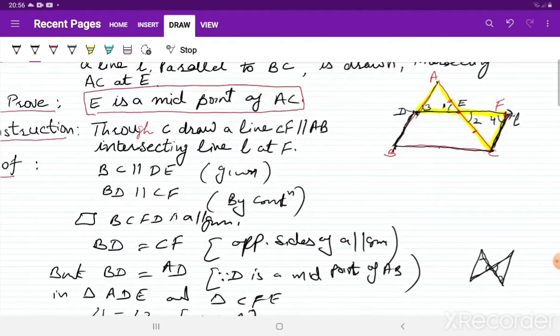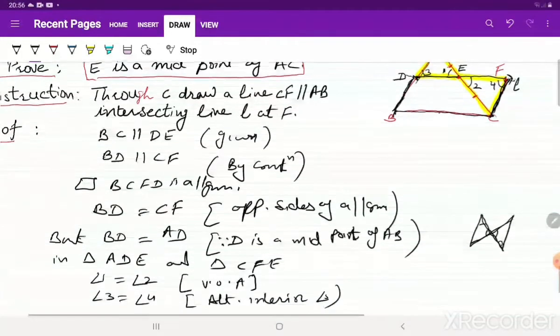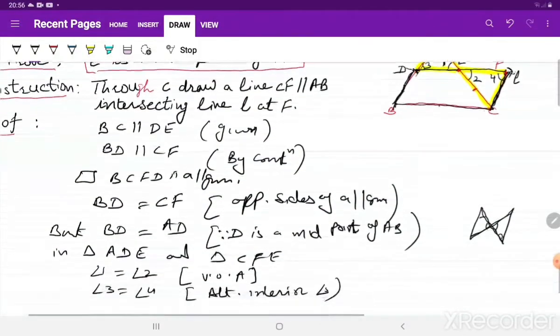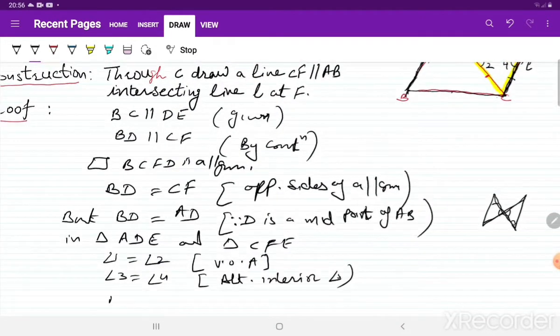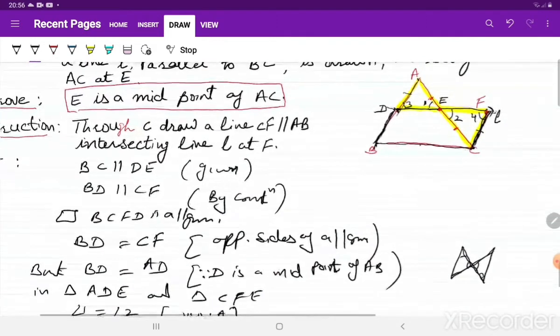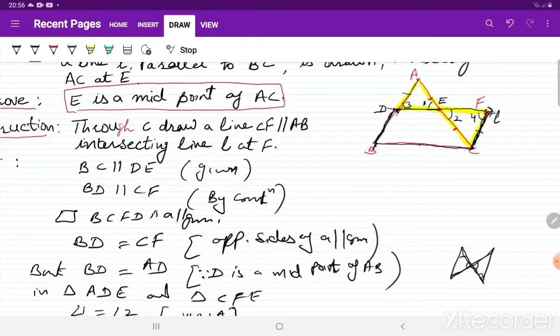And line CF is parallel to AB by construction. AC is a transversal. So I can take angle 3 equals angle 4, alternate interior angles. Okay. And my third part is AD equals CF. Why are these two parts equal? Because we already proved it here. AD is equal to CF.